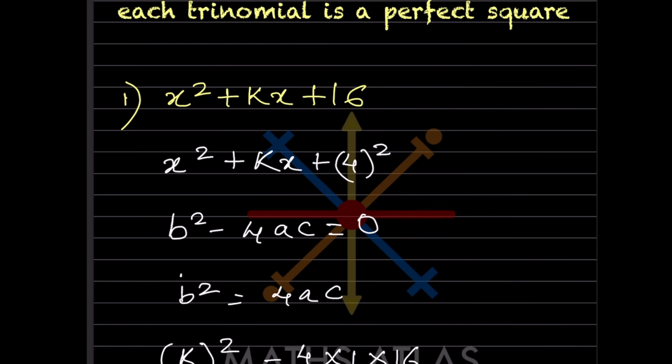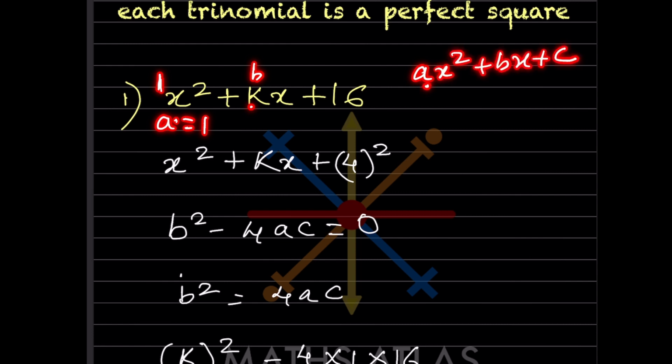This step is important here. After writing this, we can write b square. If we take this to the right hand side, because it is minus, it is going to be plus. So this is a, there is 1 over here, so a is 1. This is b. The standard form of the equation is ax square plus bx plus c. So a is 1, b is k, and c is 16.